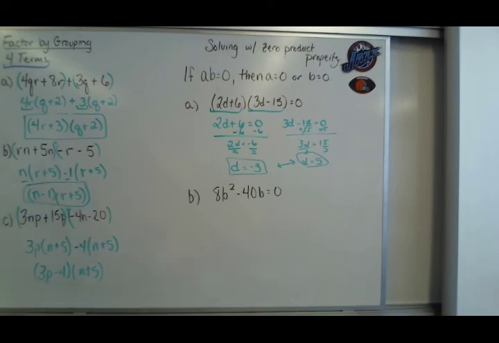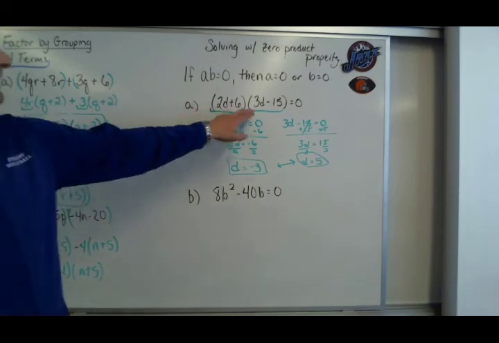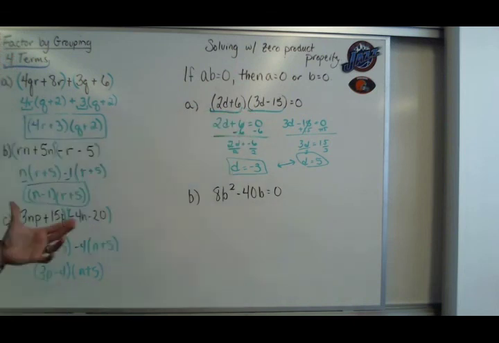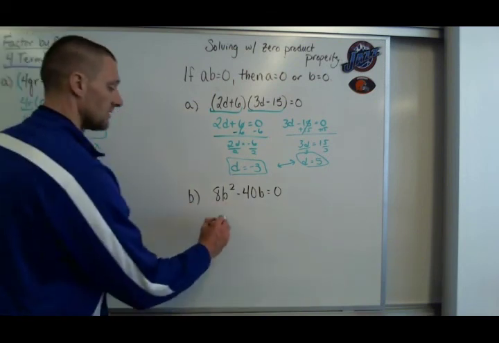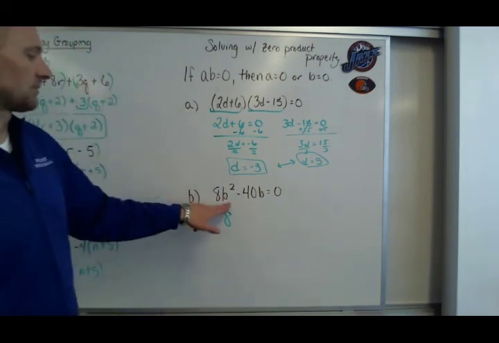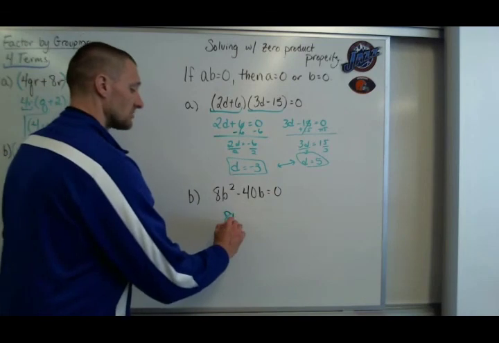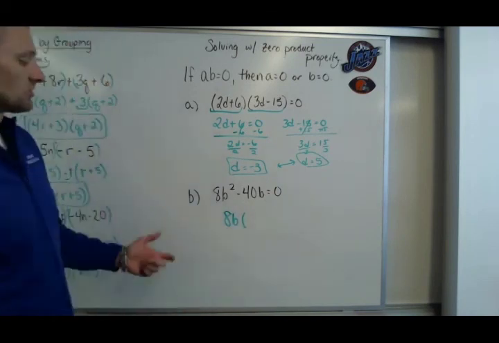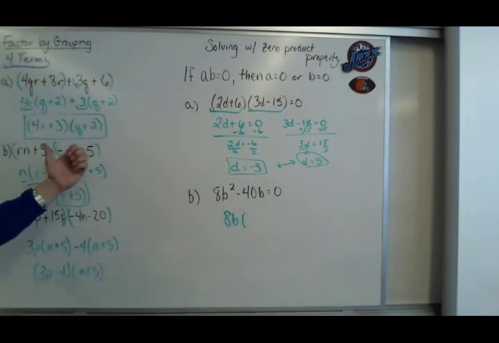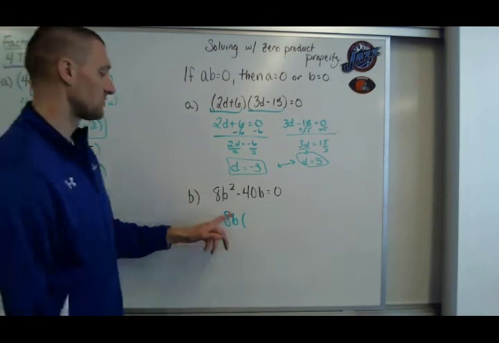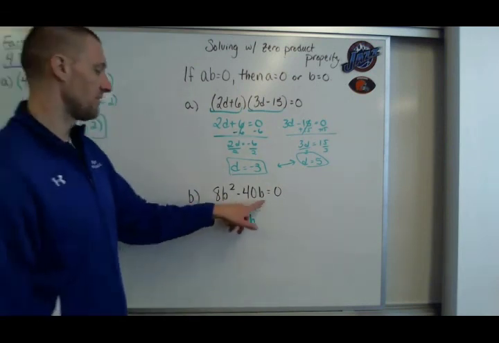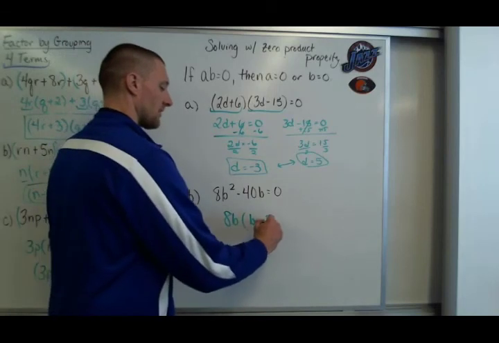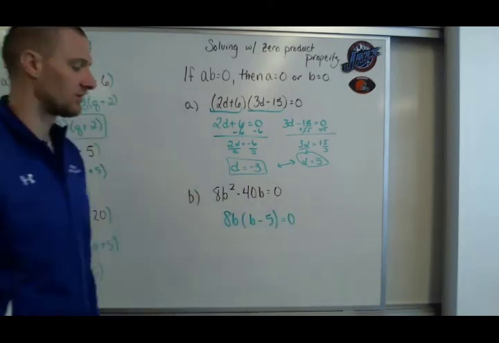Now on a problem like B, they are not in a position where we can set them up, but we look at these and we try and identify any greatest common factors. Okay, well, greatest common factor between 8 and 40 is 8. And the greatest common factor between b squared and b is b. So I can factor that out. So using my division, similar to what we did in the previous part of this lesson, 8 divided by 8 is 1, b squared divided by b is b. And then 40 divided by 8 is 5, b divided by b cancels out. So I've got my minus 5 in there, and I set that equal to 0.